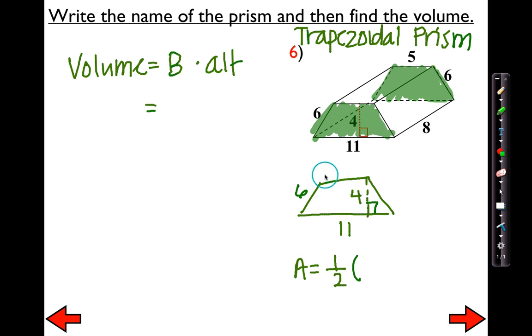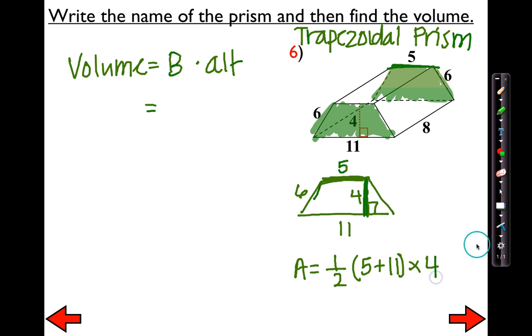Okay, so here I'm missing a length. I need to know what this length is, so I'm going to refer back to this. Well, it seems like it is 5, so I'm going to go ahead and write that down. So we're going to find the area of the trapezoid by taking both bases, which is a 5 and an 11, and then I'm going to times it by the height. Well, the height is 4.